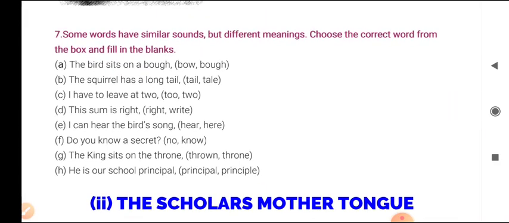Some words have similar sounds but different meanings. Choose the correct word from the box and fill in the blanks. The bird sits on a bough.